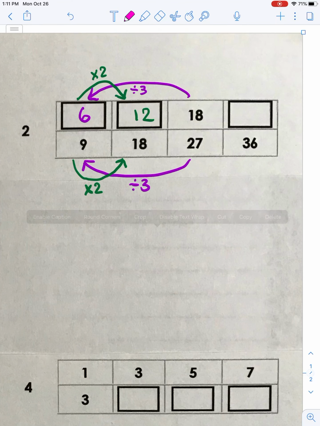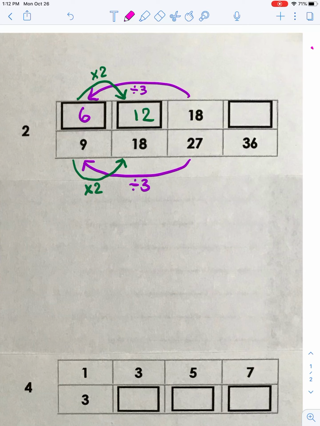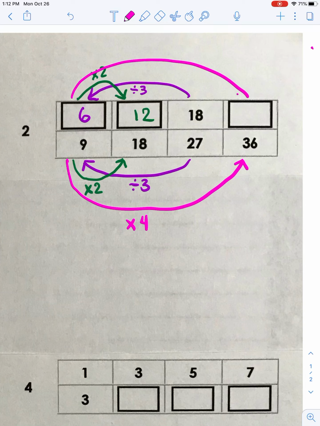Now, I have a choice right now. I can do a number of things. I can start with 9 on the bottom, and I know that 9 times 4 is 36. So I can do this, and that's 36, and then I can start up here, and 6 times 4 is 24.